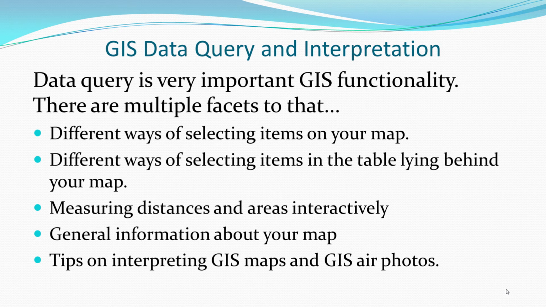And what we're going to talk about now is different ways of selecting items on your map. So by that, I mean using your mouse. We're going to talk about different ways of selecting items in the table that lies behind your map. We're also going to talk about the links between the geographical and the tabular aspects of your GIS map. We're going to look at measuring distances and areas interactively and show you ways to find very general information about the map that's on your screen.